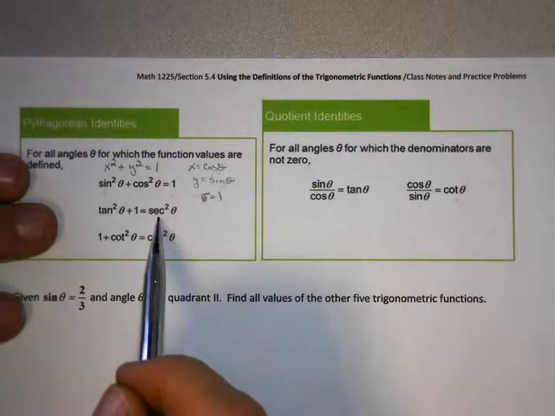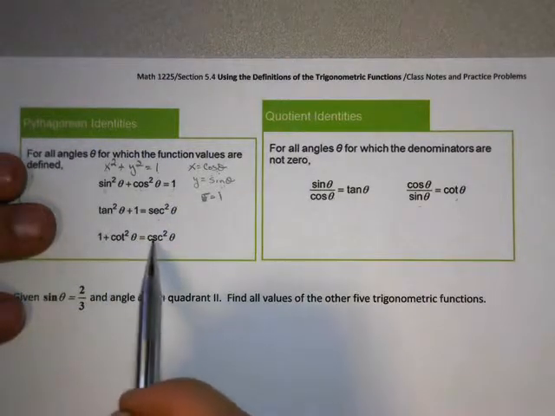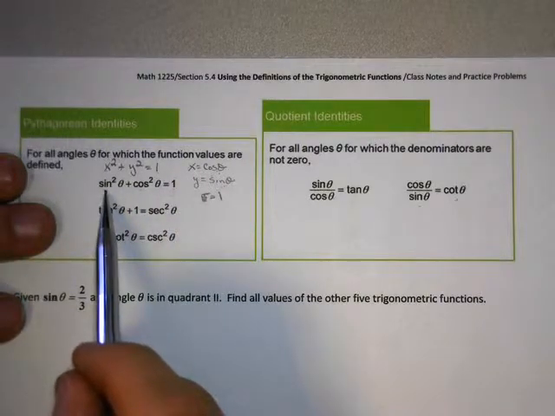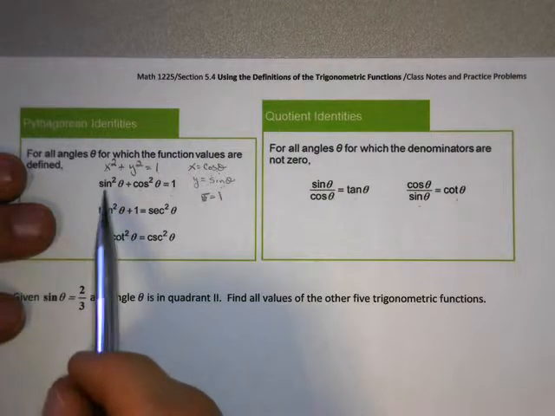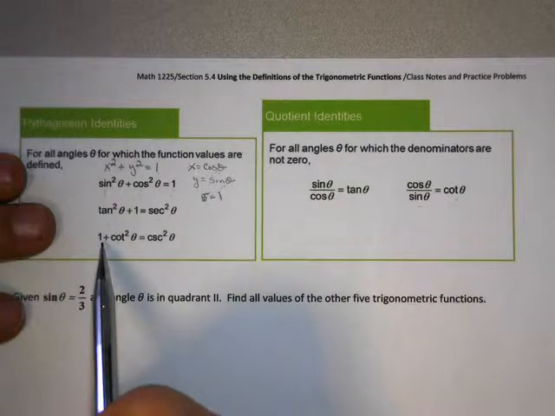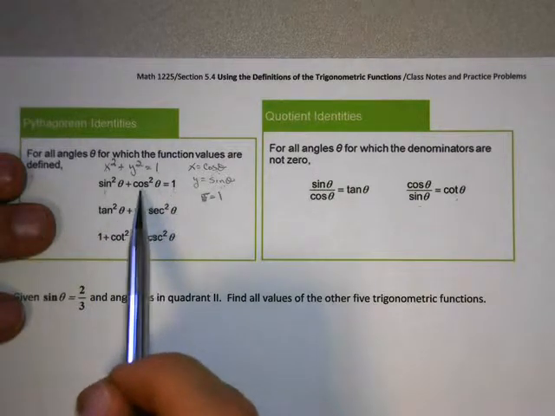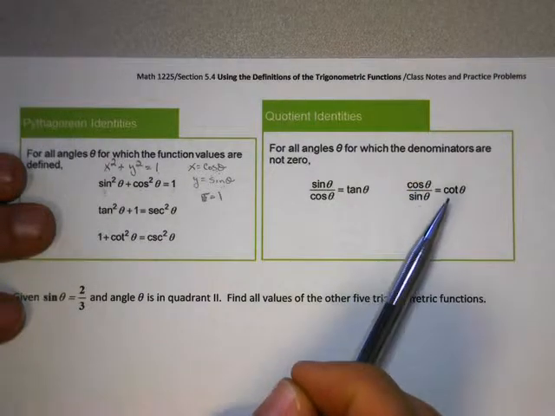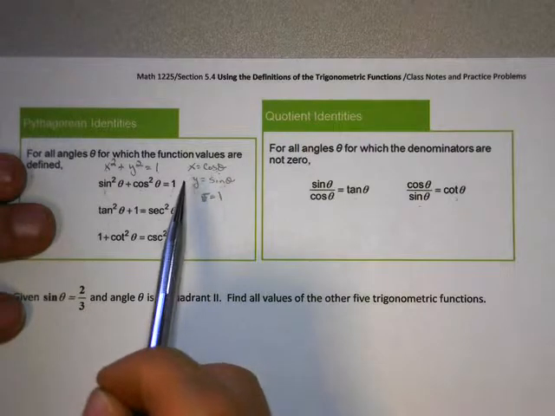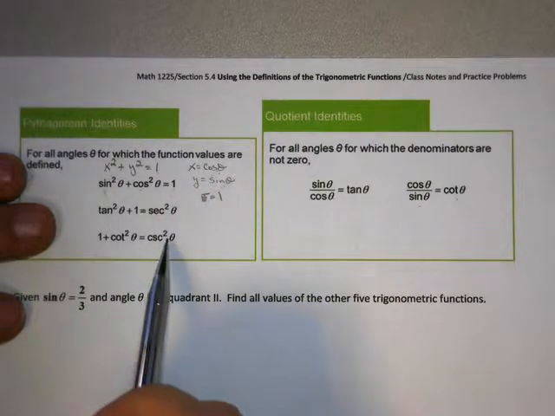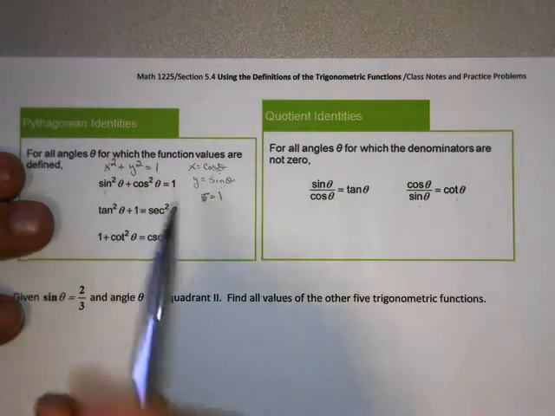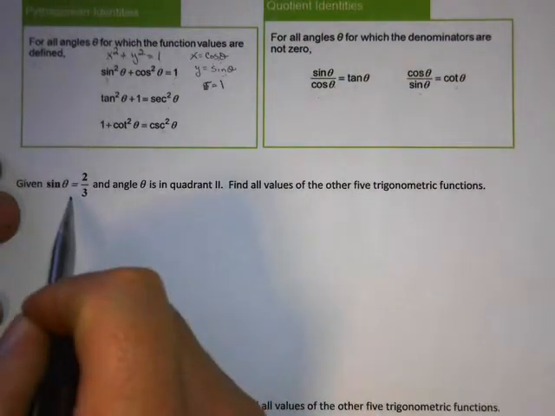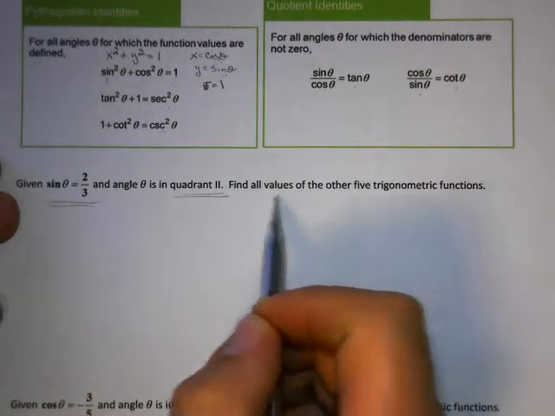And similarly, to come up with this identity, we can start with our main identity, and this time divide by sine squared theta. Sine squared theta over sine squared theta is 1. Cosine over sine, so cosine squared over sine squared is going to be cotan squared, and 1 over sine squared is cosecant squared. So now, how are we going to use these identities? We're going to use them, given some information, to find the remaining trig values.